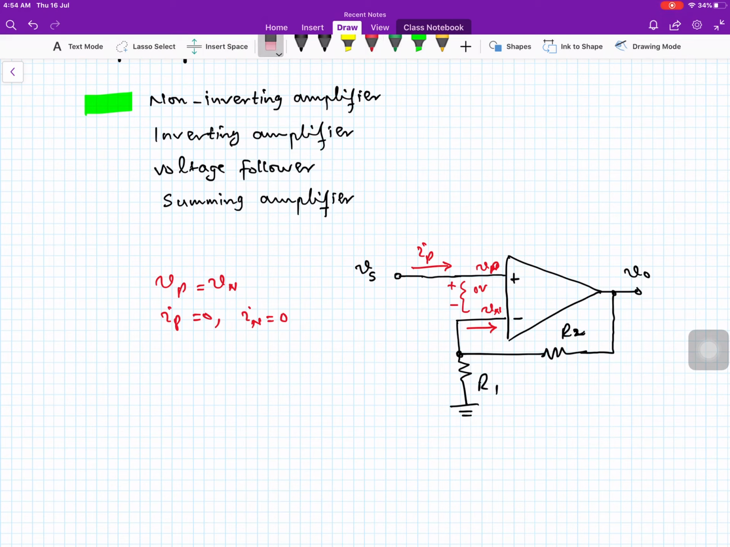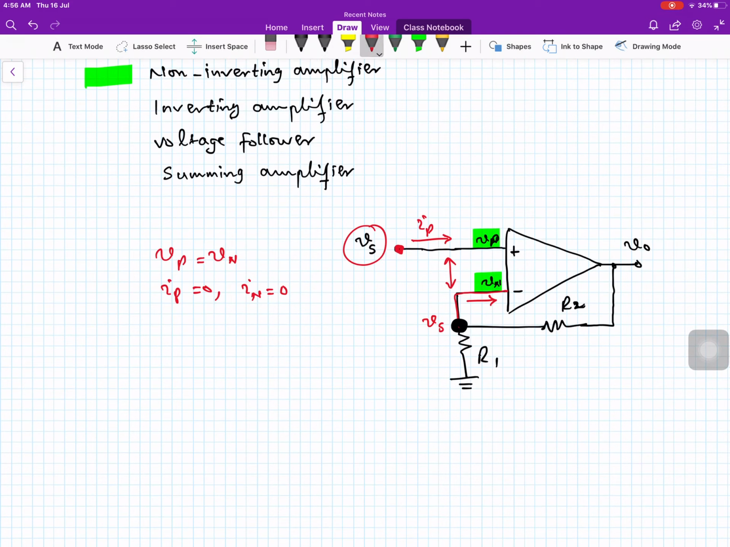Now, this is a very interesting thing over here. As this voltage difference, which is Vp minus Vn, is 0, then the voltage at this node, the voltage here and the voltage here, because it is just one node, will be the same. So here the voltage is Vs and here the voltage will also be Vs, because the voltage difference over here is 0. Now, we write the node equation at this node, which I have highlighted.